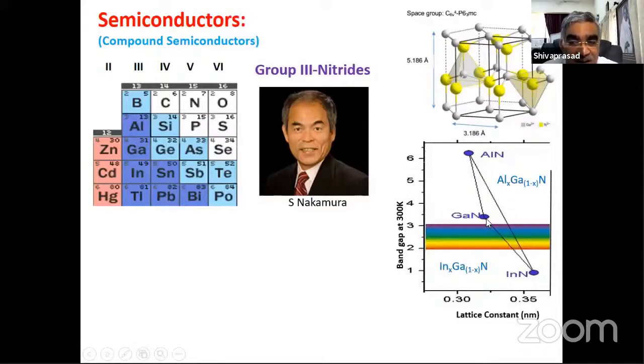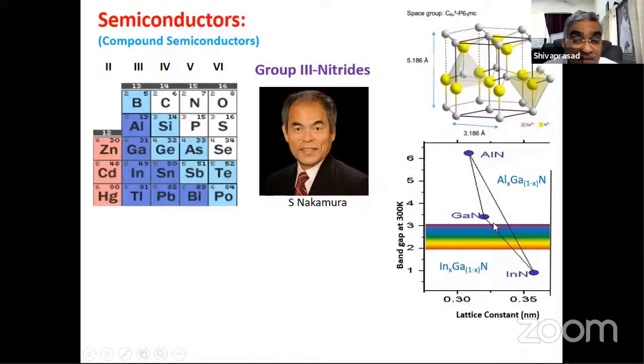If I want ultraviolet, I can put a very little indium. The more indium I put and replace, and ultimately when I replace all the gallium with indium, it becomes indium nitride, right? It gets a band gap of 0.7 or 0.6 electron volts. So that is called band gap engineering. And this discovery by Nakamura was amazing.